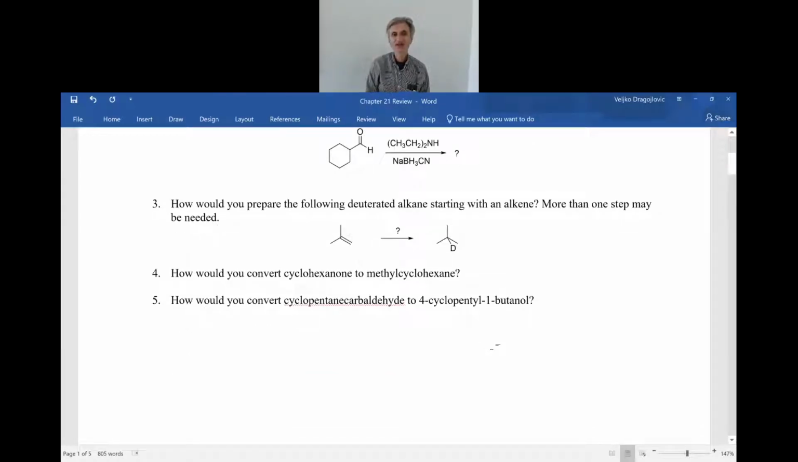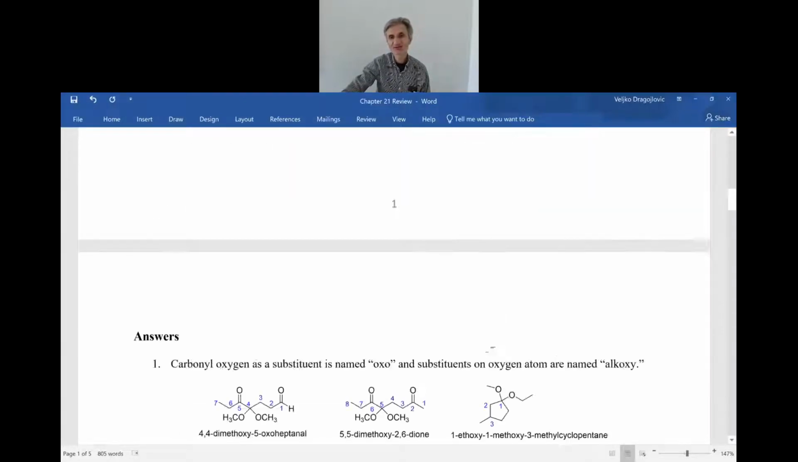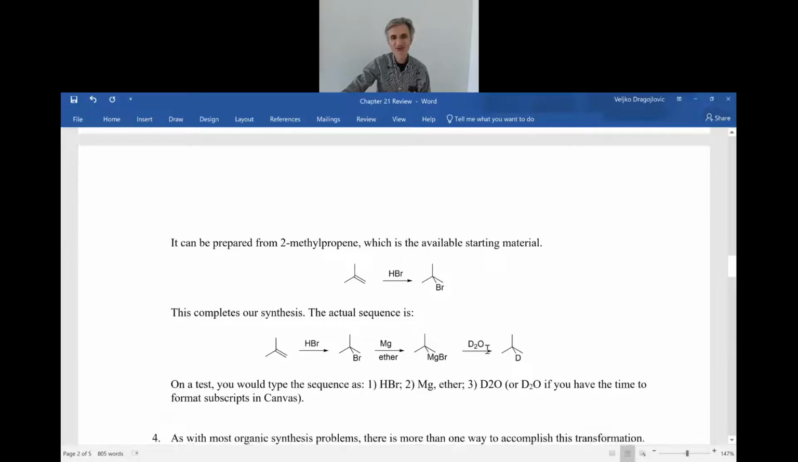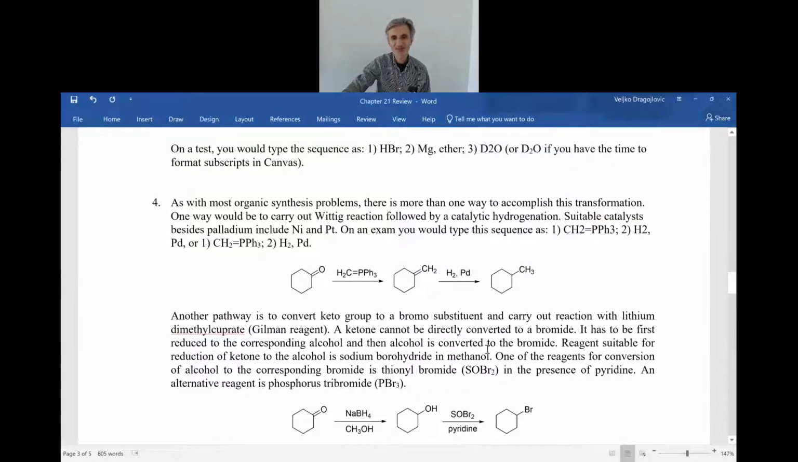Question number 4. How would you convert cyclohexanone to methyl cyclohexane? In this case, there is a slightly added complication in that you're not given formulas, but a name. So this is cyclohexanone, and this is methyl cyclohexane. There are a number of different ways to do it. One relatively simple way, of course, there is no one-step reaction. If nothing else, this is a carbon-oxygen double bond, and you will be going to a carbon-carbon single bond.